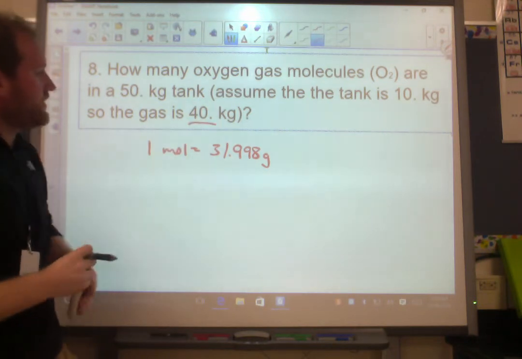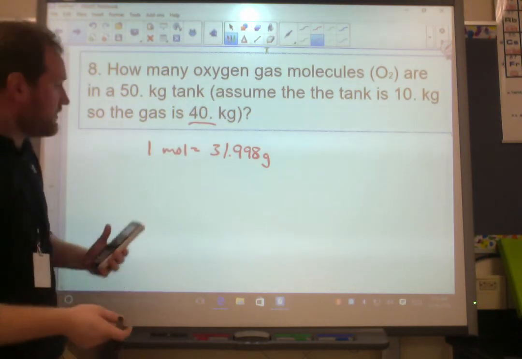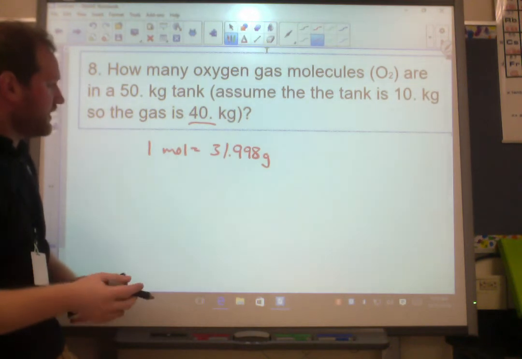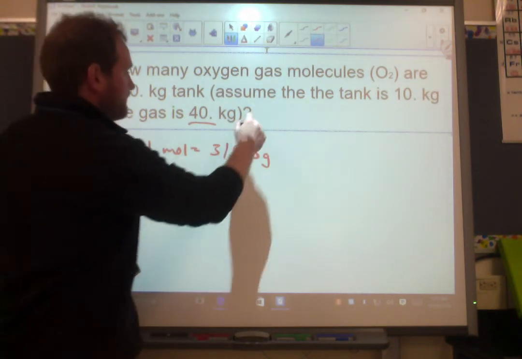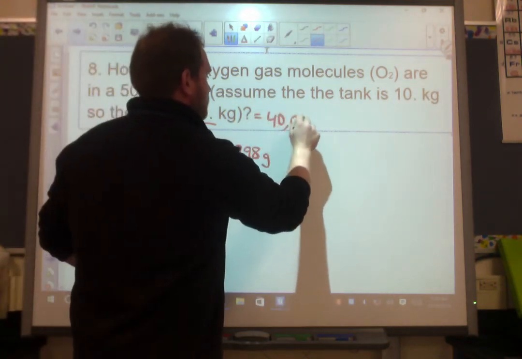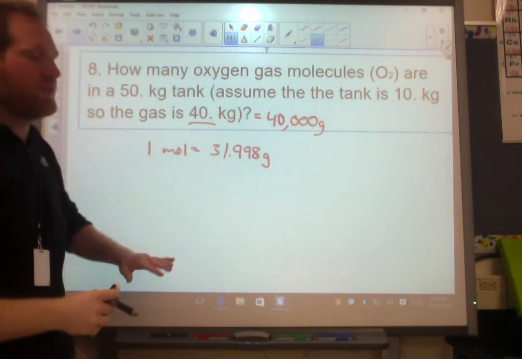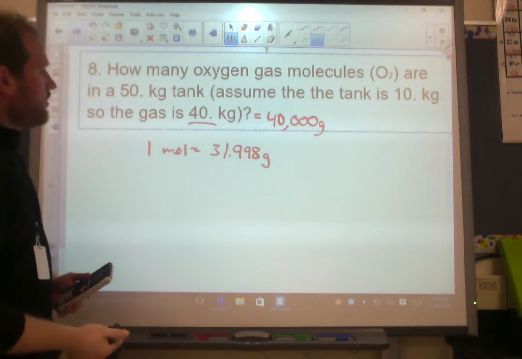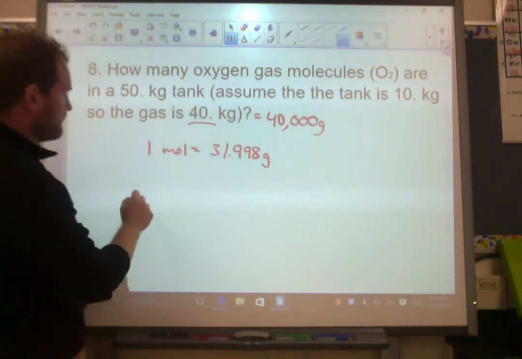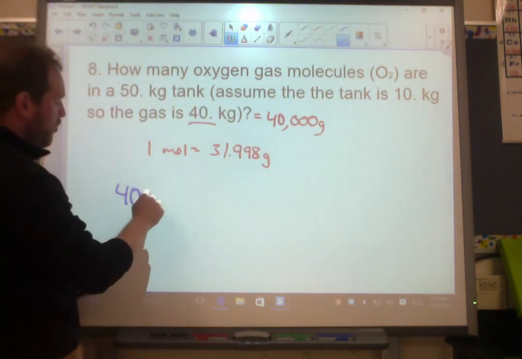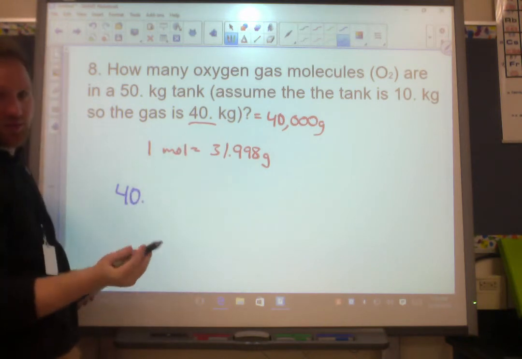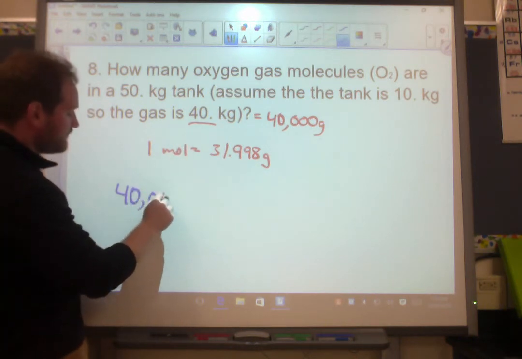But notice I give kilograms, we're going to have to convert that to grams, okay? So very simple, 40 kilograms, that's 40,000 grams, with 2 sig figs. No need to take the time to write that out. We'll do sig figs at the end. All right, so let's start the problem. 40 kilograms, but it's got to be 40,000 grams.